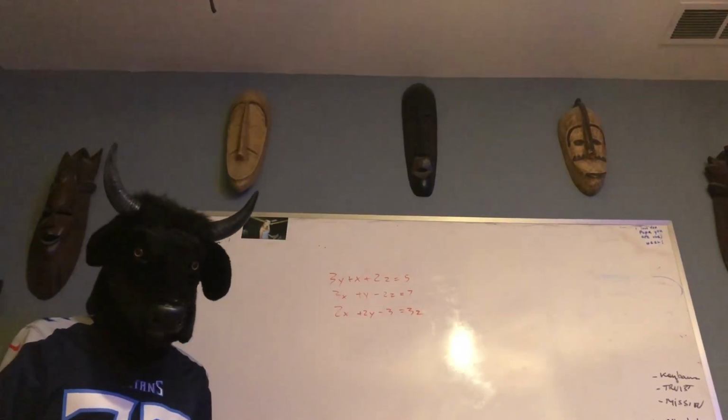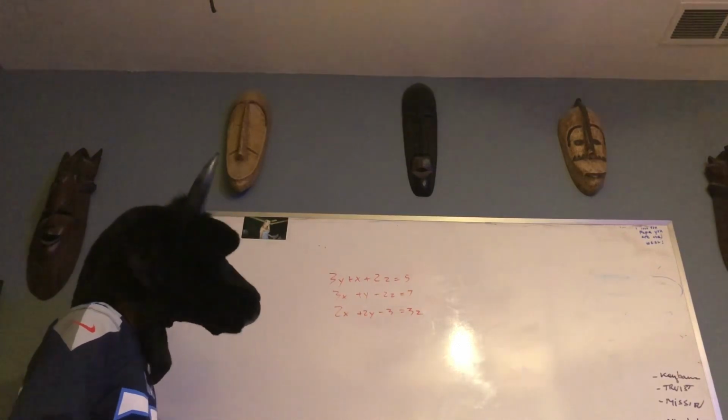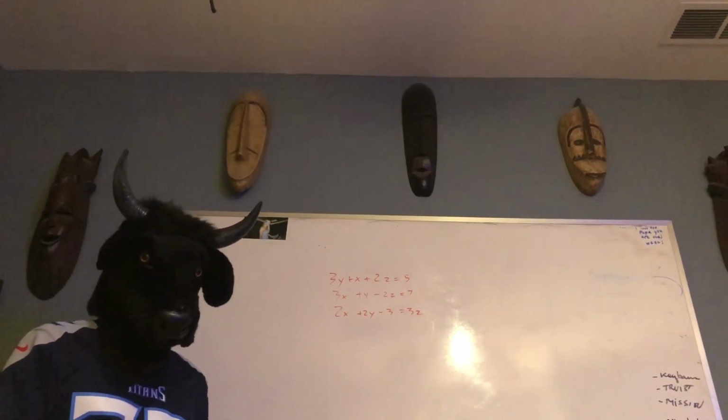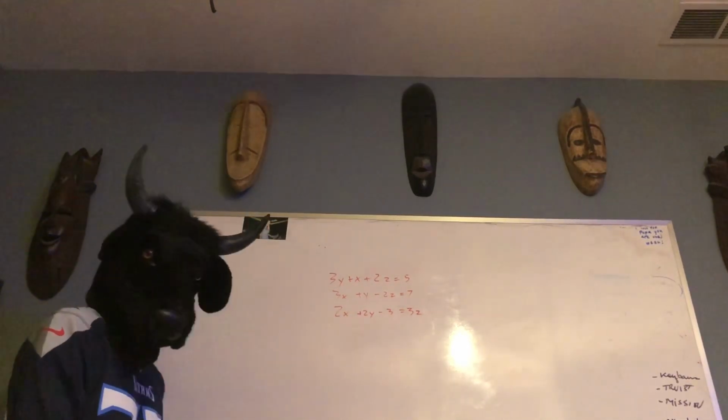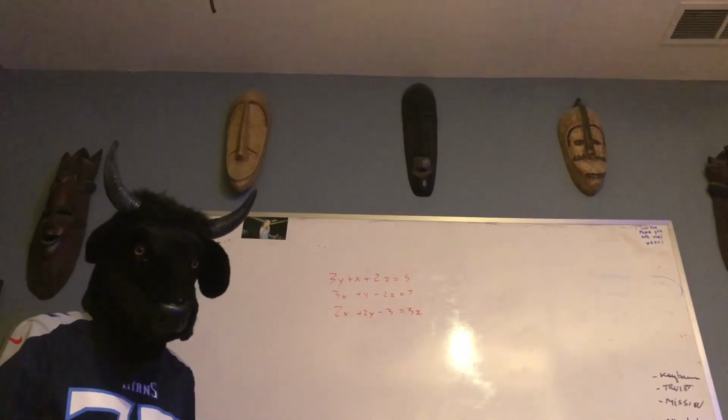So there's two ways you can do Gaussian elimination. You can either do it with a matrix or without a matrix. And the first example we're going to look at, we're going to solve it without using a matrix.